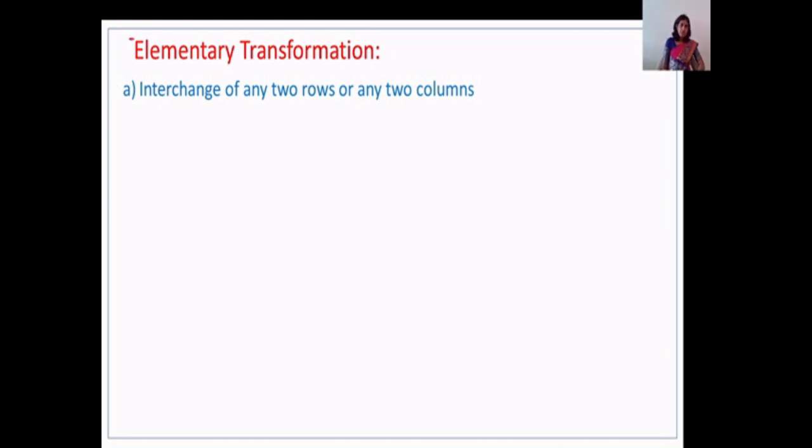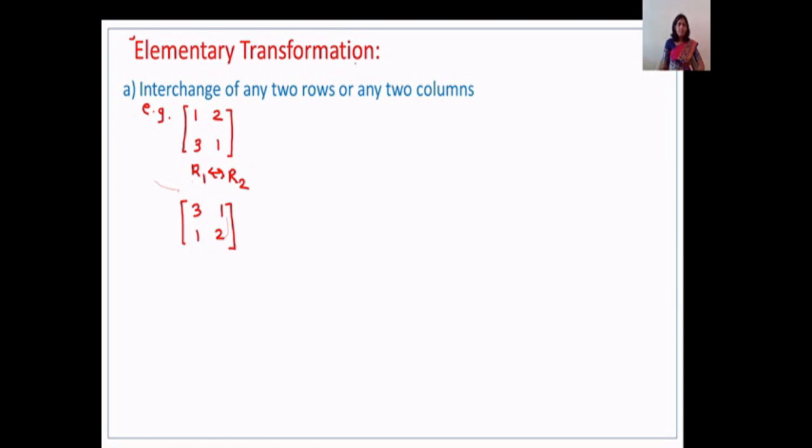So let's start with the first example. Our first example is 1, 2, 3, 1. Now we have to interchange R1 with R2. Here R1 means first row, R2 means second row, and this double-headed arrow means we have to interchange R1 and R2. So what is our answer? Our answer is 3, 1, 1, 2. So this is our answer. We interchanged R1 and R2.